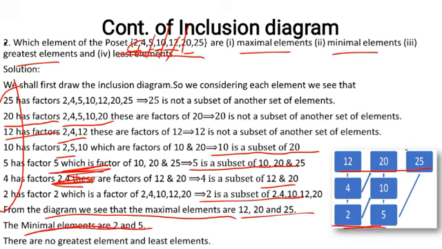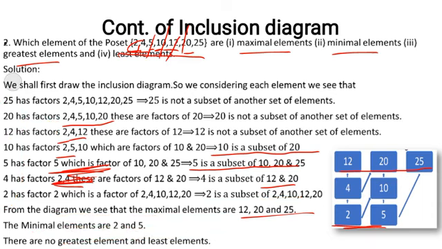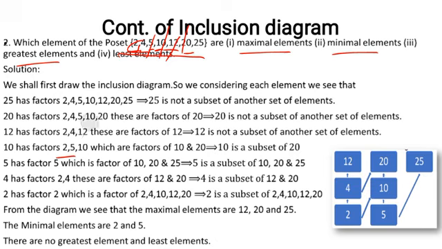Clearly, there's no element that is bigger than 12, 20, 25. They're all at the same level. Neither is there any smallest one, 2 and 5. So there is no greatest element and there is no least element. And that's how we got our solution. The diagram, the solution. Again, you can go through, pause, rewind, play the video over again, ask questions if you have questions, and that is all for the inclusion diagram.